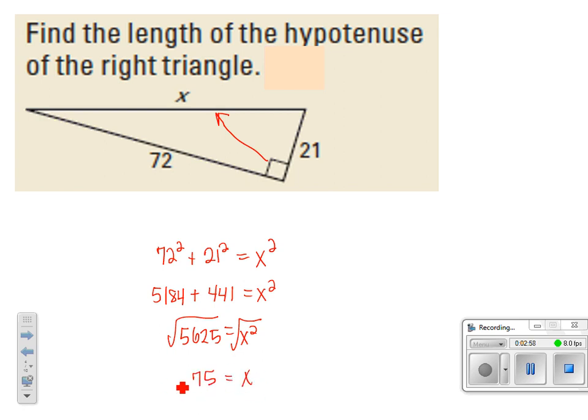Now it's not plus or minus in this one for geometry because we can't have negative side lengths. So we won't talk about the negative 75 being an answer, although it's a possibility. The only answer will be the positive. In Algebra 2, the negative would be a possibility, but no negative side lengths when we're talking about geometry.